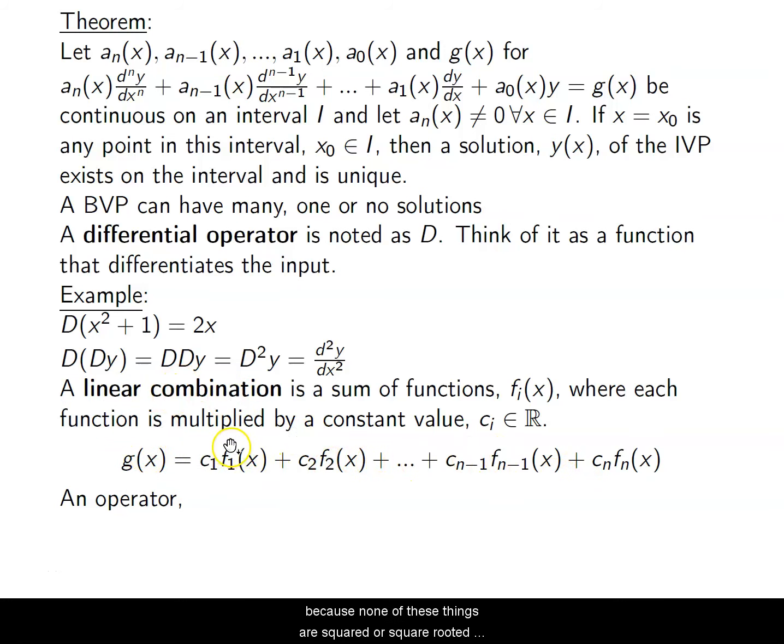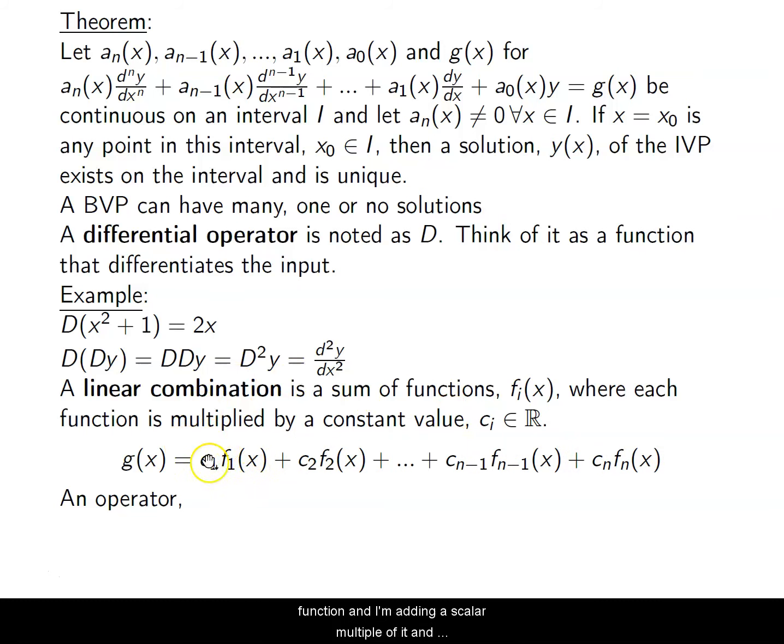Linear because none of these things are squared or square rooted or anything like that, even though the function itself may not be linear. This can be a sine. This can be a cosine. This could be square root x. This could be x to the 12th power. It doesn't matter. It's just some function, but I am not doing crazy things to the functions themselves, right?